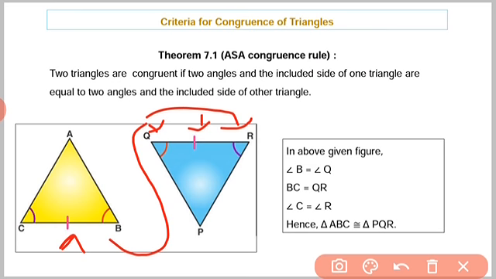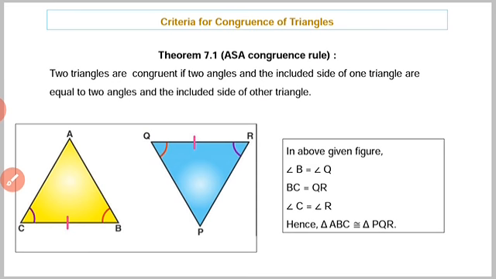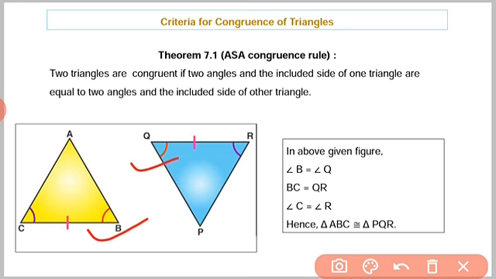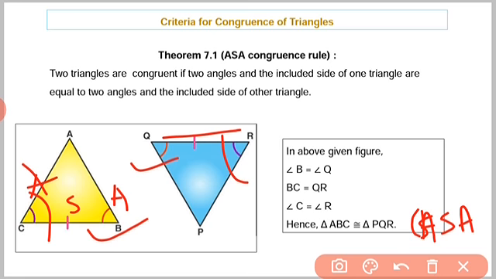In this figure, angle B is equal to angle Q and BC is equal to QR and angle C is equal to angle R. So triangle ABC is congruent to triangle PQR by ASA rule. ASA. There should not be any breakage.